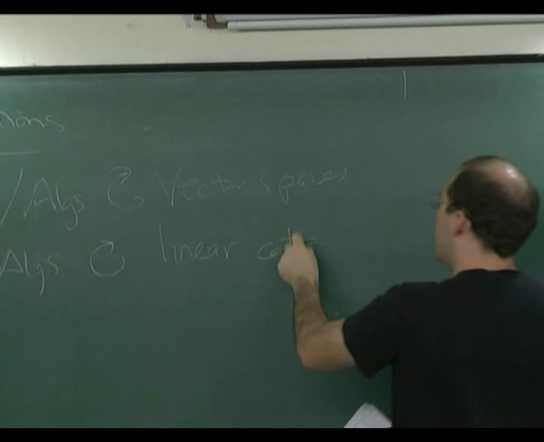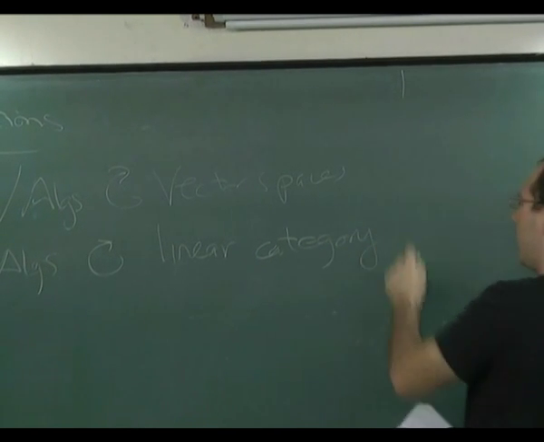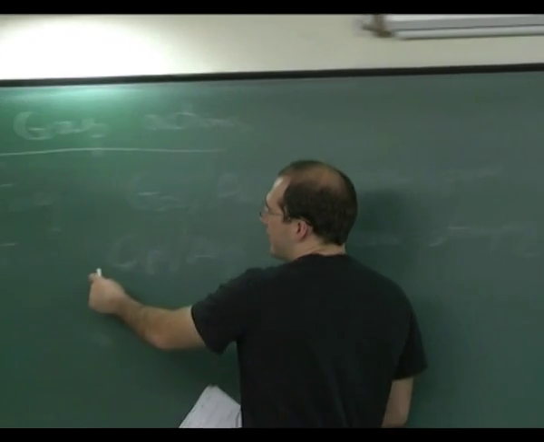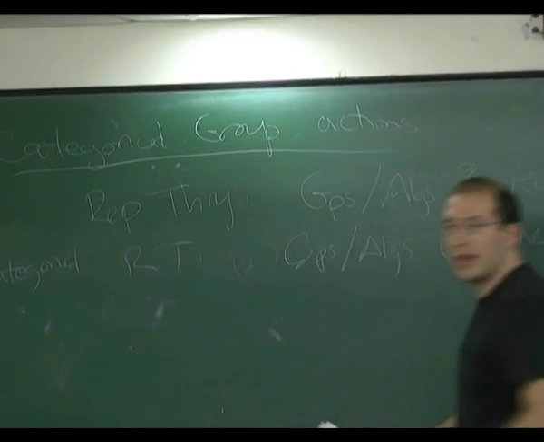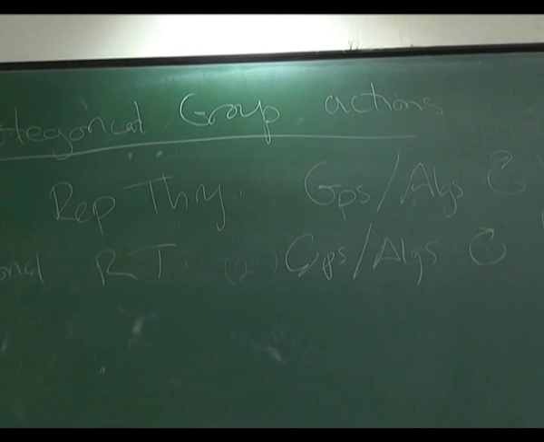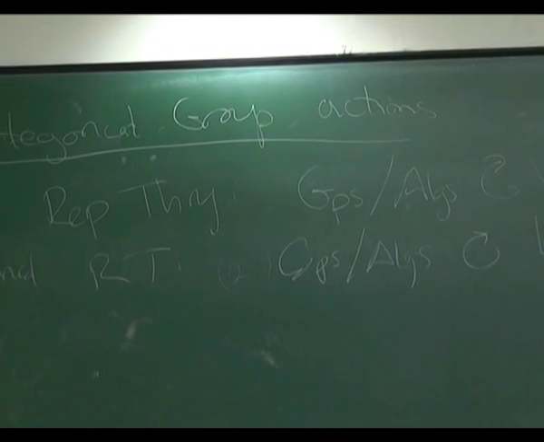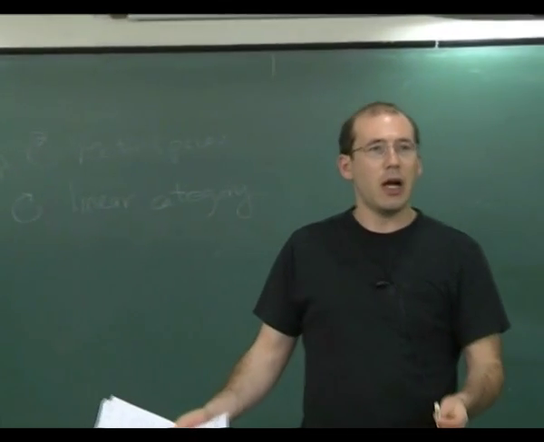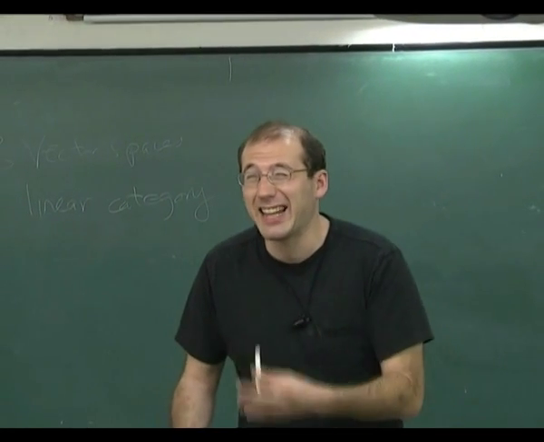Categories with some sort of direct sum operation, etc. And of course, I'm lying a little bit. I should really say 2-groups and 2-algebras, something like that. But roughly, this is what we're talking about. So what does it mean for a group to act on a category? I'll give you the definition. This is well known.